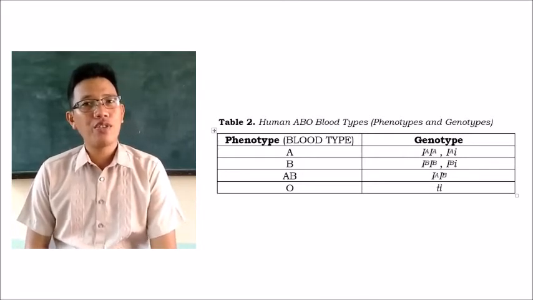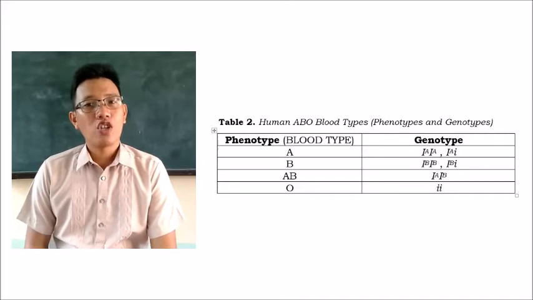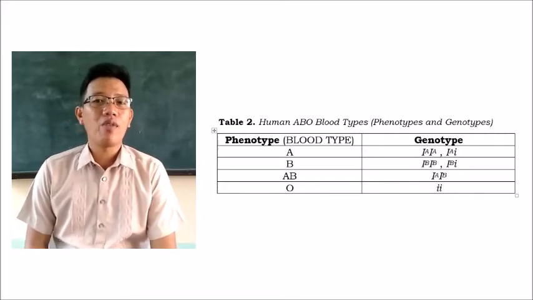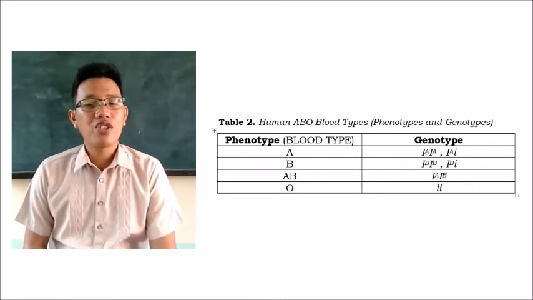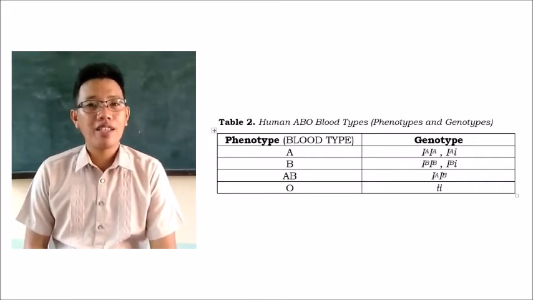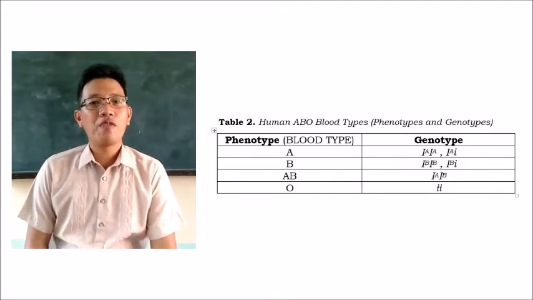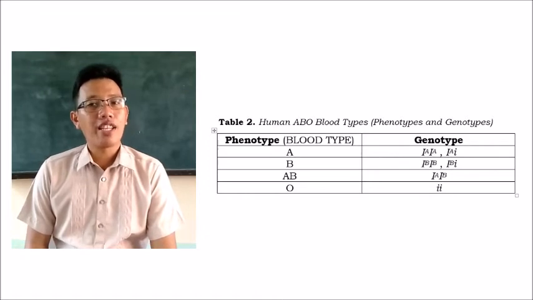So for the first genotype, it is homozygous because the alleles are the same. However, for the second genotype of blood type A, you can see that there is a different allele for heterozygous A: capital I, A, and then small i. Okay, for blood type B, you also have two possible genotypes, the homozygous and heterozygous.